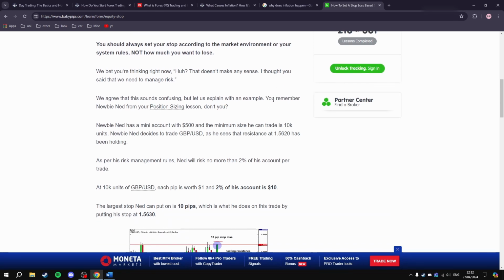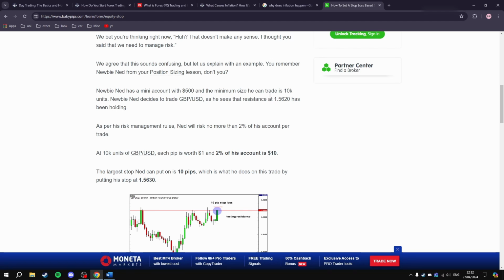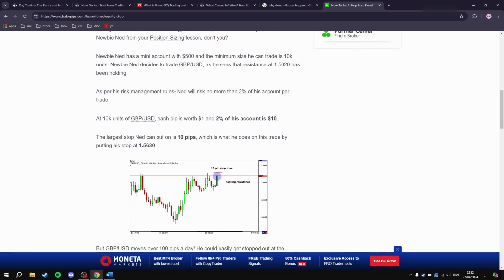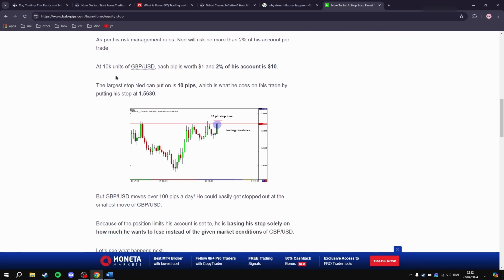Newbie Ned decides to trade GBP/USD as he sees that resistance at 1.5620 has been holding. As per his risk management rules, Ned will risk no more than 2% of his account per trade. At 10,000 units of GBP/USD, each pip is worth $1 and 2% of his account is $10. The largest stop Ned can put on is 10 pips, which is what he does by putting a stop at 1.5630. 10 pip stop loss, testing resistance.